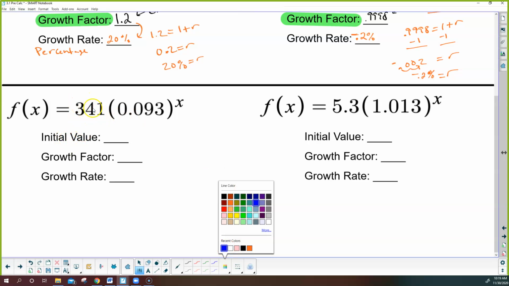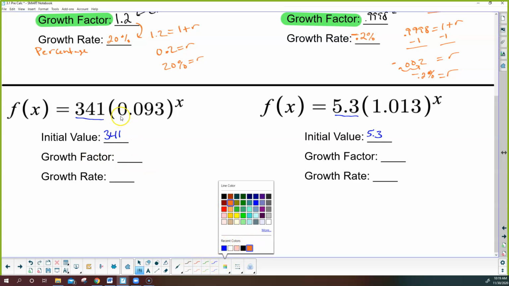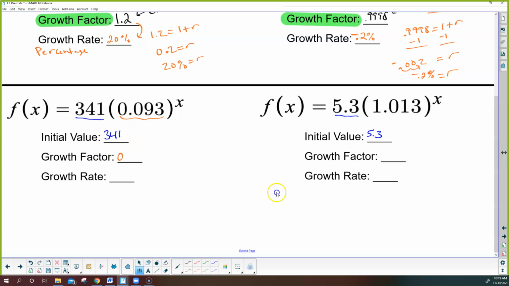My initial value is always the A value. So in this case, it's 341 and 5.3. My growth factor is always the entire decimal or whole number, the entire base. Now notice this number is less than 1. So right away, I would know that this is exponential decay because the base is less than 1. So on this example, you can see that the base is greater than 1. So this would be exponential growth.